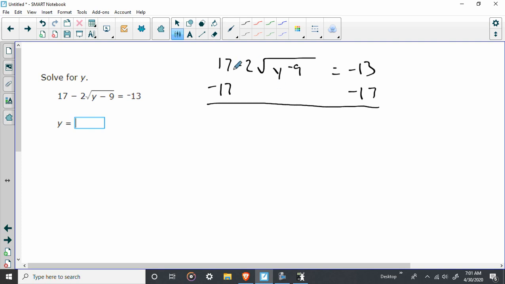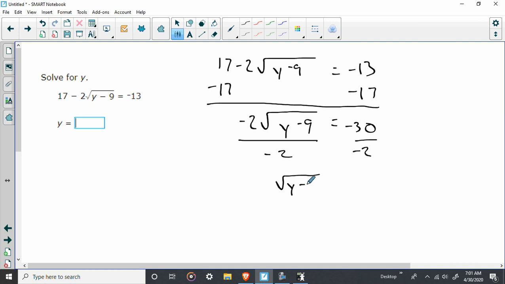Okay, watch this negative sign right here. That negative 2 has to come with you. You can't just abandon the negative sign. So it'll be negative 30 divided by negative 2. Square root of y minus 9 is equal to 15. We're going to square both sides. Y minus 9 is equal to 15 squared is 225.